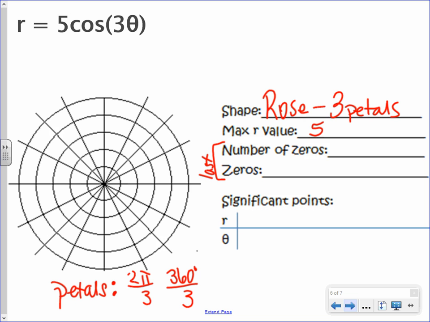Okay? So now, I say, start by plugging in 0. Okay. Richard, if we plug in 0, 5 cosine of 3 times 0, what do we get? What's the cosine of 0?